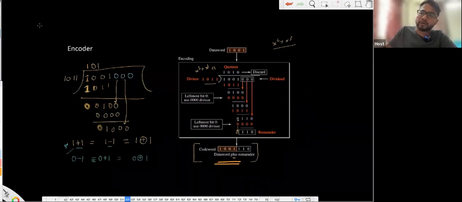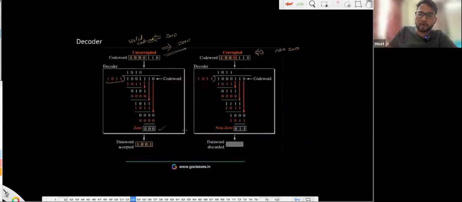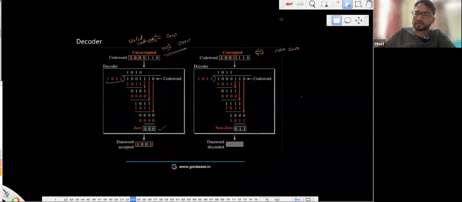So what you are doing, basically, you have a data word, and in terms of binary, you are appending 3 zeros, and then you are adding the final remainder. In terms of polynomial, let me just go to the polynomial mathematics. But before I go to that, let's see how to decode it, right? So how to decode it?